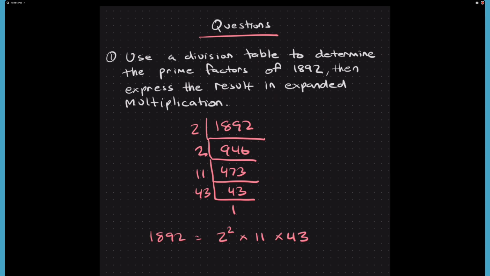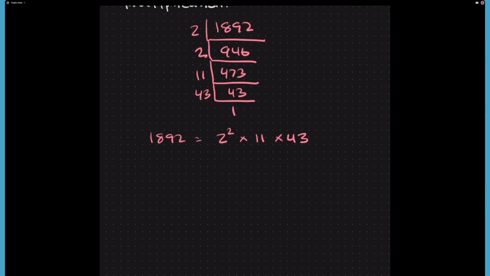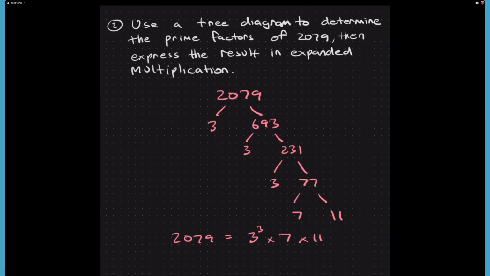And here are the answers. So breaking it down with prime factorization, 1,892 equals 2 squared times 11 times 43. And breaking down 2,079 using a tree diagram into prime factorization, we get 2,079 equals 3 cubed times 7 times 11. Hopefully this has improved your level of understanding in this lesson and you're ready to move on to lesson number 2.